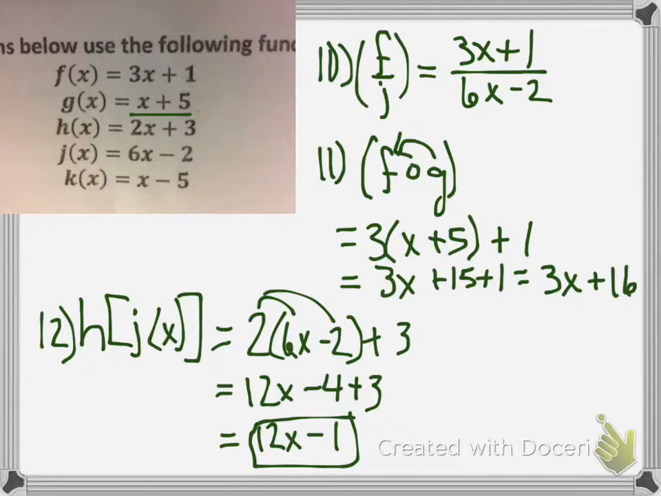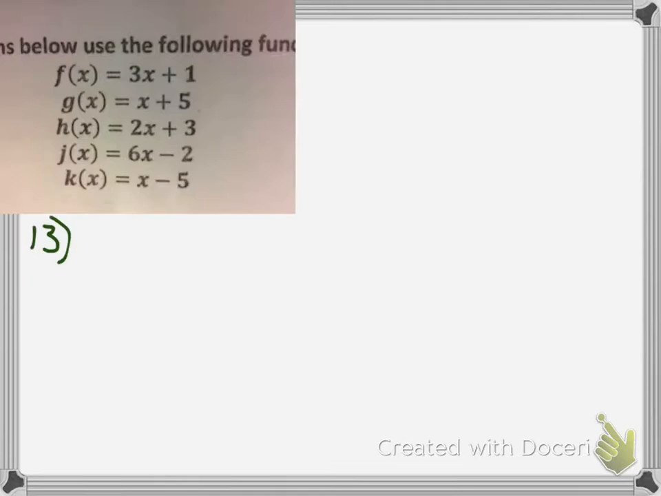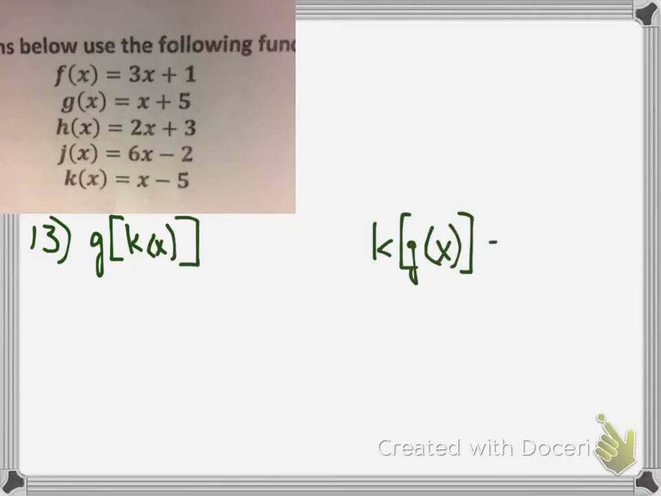The next ones, you're supposed to decide if they're inverses. How do you decide that? Well, if you put like the k into the g and the g into the k, they should give you an answer of just x. So keep that in mind. They should just give you an answer of x.